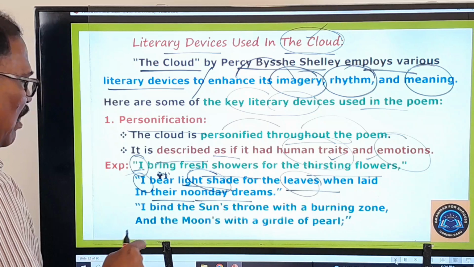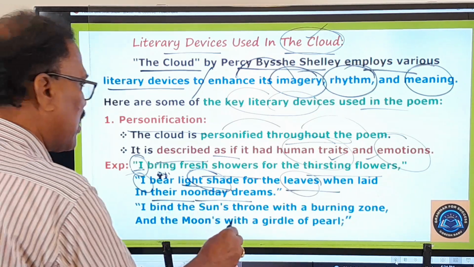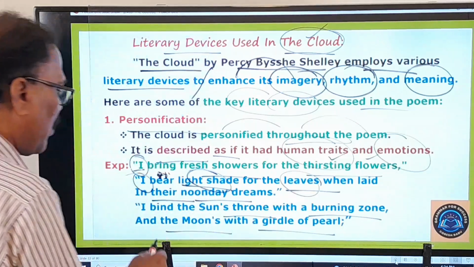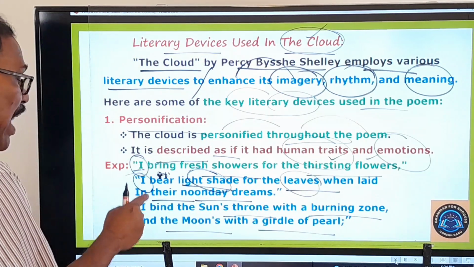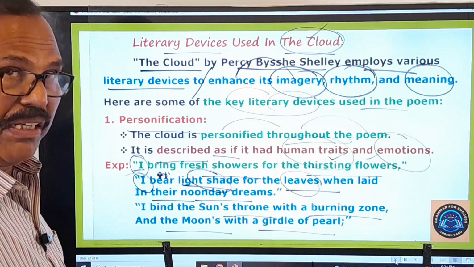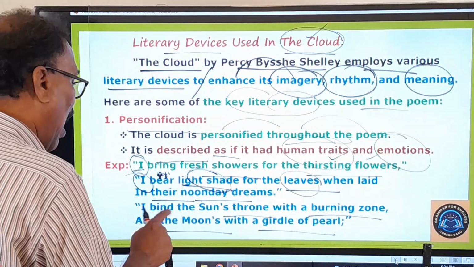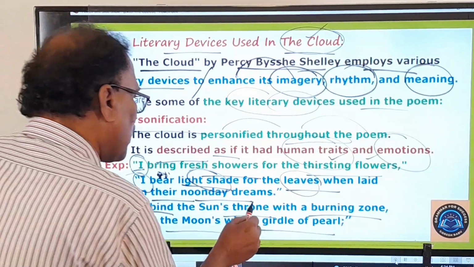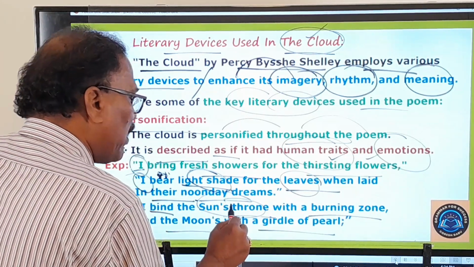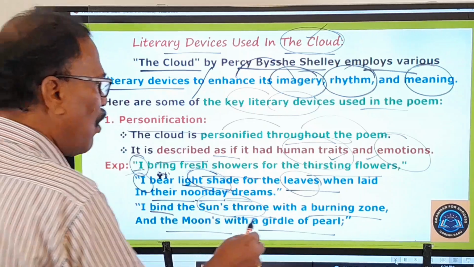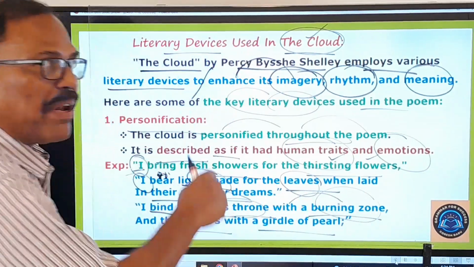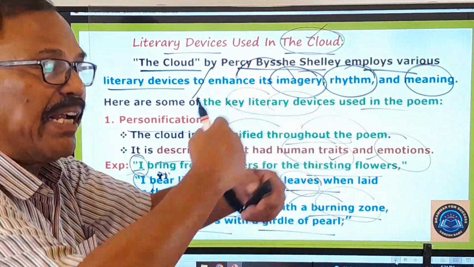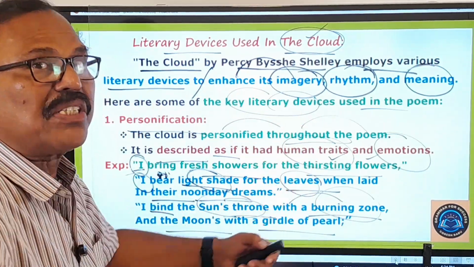And one more example I would like to give you here. I bind the sun's throne with a burning zone and the moon with a girdle of pearl. So here this cloud says, as if it were a human being, what does the cloud say? I bind. I bind means I tie up, I surround what? The sun's throne. Sun's throne means the sun itself. How? With a burning zone. That means with a bright light. The cloud says it will surround or bind the sun itself with its bright light.